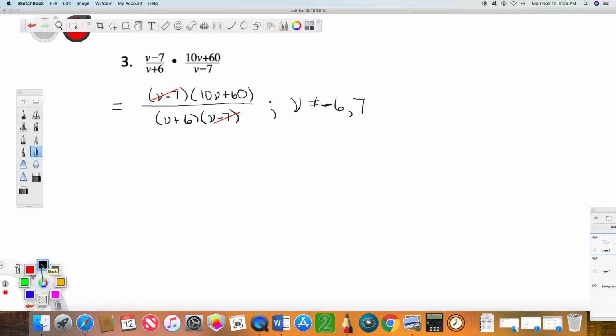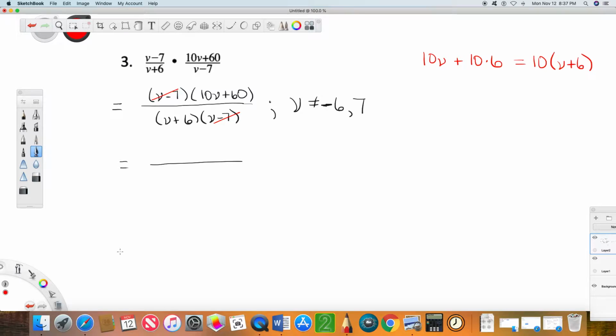And at first you might think that's it, but we need to take a closer look at this binomial, 10v plus 60. If we have 10v plus 60, I'm going to rewrite 60 as 10 times 6. And now I can look and see that, hey, I have a 10 that's common to both of these terms. I can factor out that common 10. What I have left in the first term is v, and in the second term 6.